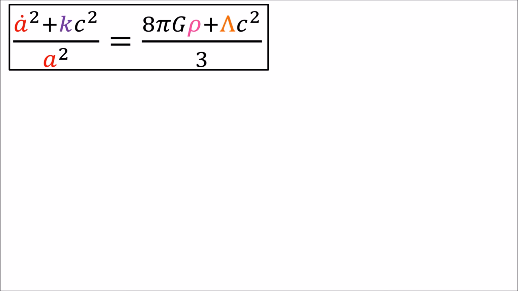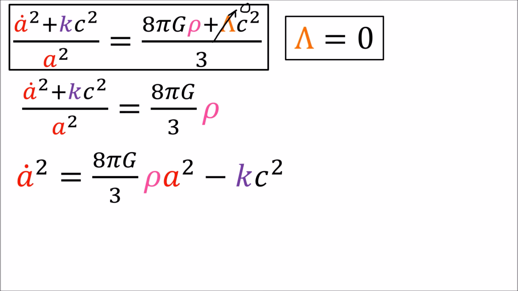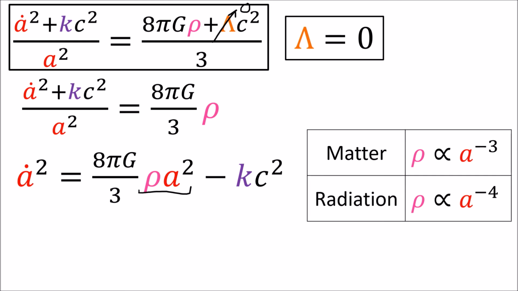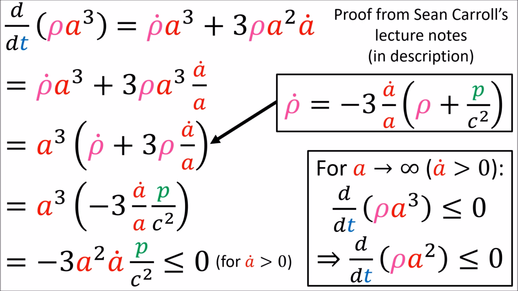The second thing to note is that if we take the first Friedmann equation with lambda equals 0 and rearrange, we get a term with density times a squared. Recall that for matter-dominated universes, density evolves as a to the negative 3, and for radiation-dominated universes, density evolves as a to the negative 4. So in this term, rho will always overpower the a squared. And as the universe gets bigger and bigger, this term will go to 0. We can prove this mathematically here.